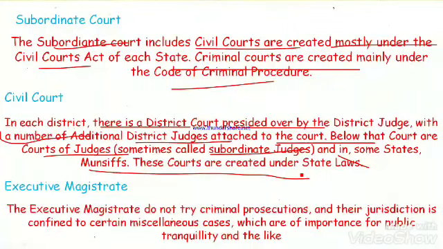Let's talk about executive magistrates. Executive magistrates do not try criminal prosecutions and their jurisdiction is confined. It means executive magistrates operate at a lower level and cannot go beyond their limitations, to certain miscellaneous cases which are of importance for public tranquility and the like.